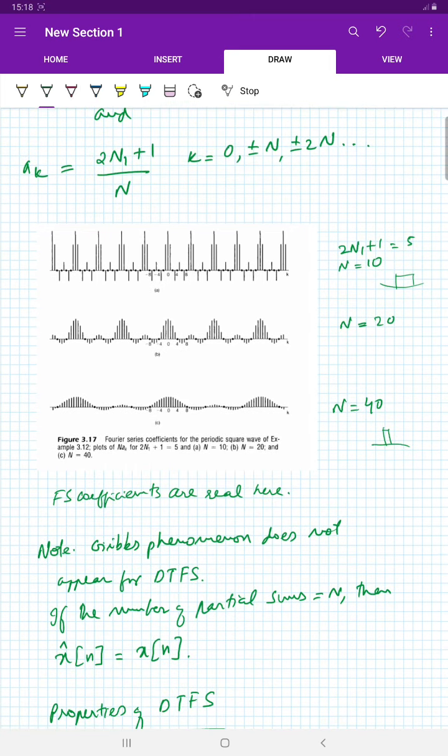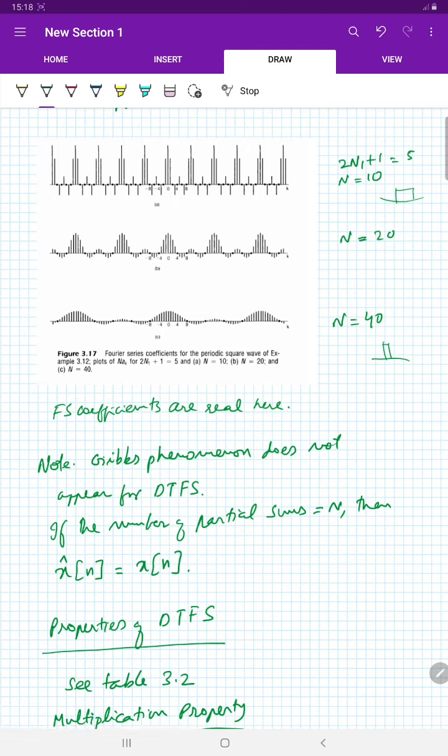Other issues which we saw there, like Gibbs phenomenon, where at the point of discontinuity, a continuous time signal, when we represent it with the Fourier series, had a small offshoot at the points of discontinuity. So because here we are dealing with finite sums, Gibbs phenomenon does not exist for discrete time Fourier series, and if the number of partial sums taken in the Fourier expansion is equal to N, then exactly the Fourier series will exactly represent the discrete time periodic signal. X hat of n becomes equal to x of n.